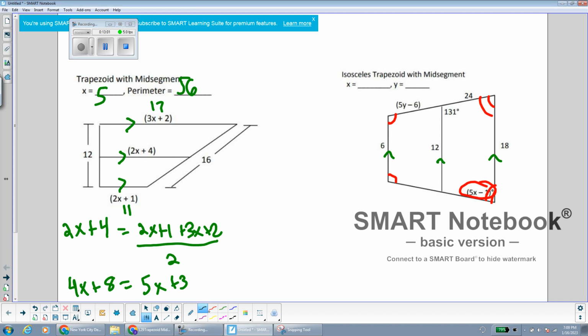Okay, these two angles over here are supplementary. So if this is 131, 180 minus 131 is 49 degrees. Now we have the information about the parallel lines.